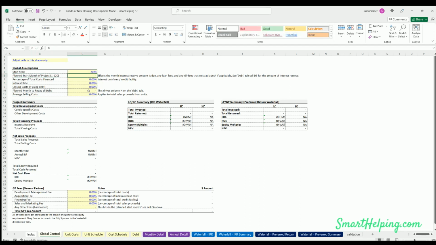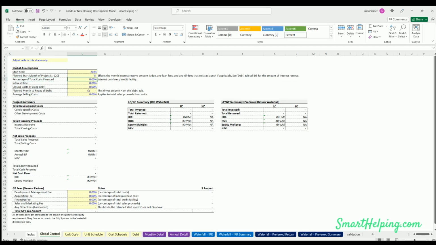Project start month. So this affects a lot of the different things for interest reserves, loan fees, GP fees. So what we want to say is this will be the month where your first unit is started to be built, or when you purchase like the land, whatever month that's going to be. This would have to be in the first 12 months of your launch year. So let's just say we're going to do it in May, so I'd put 5 here.